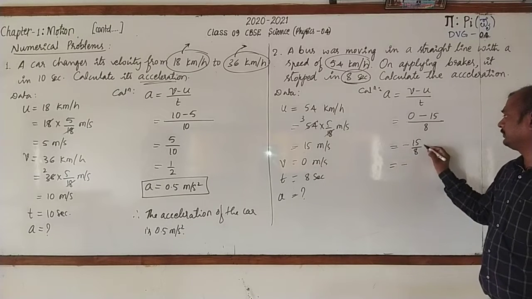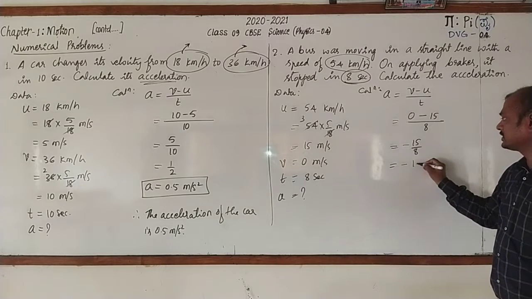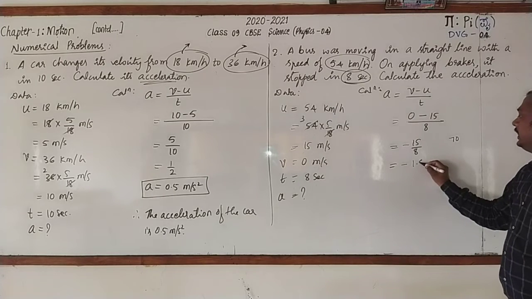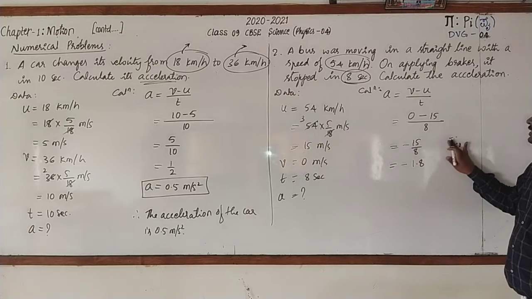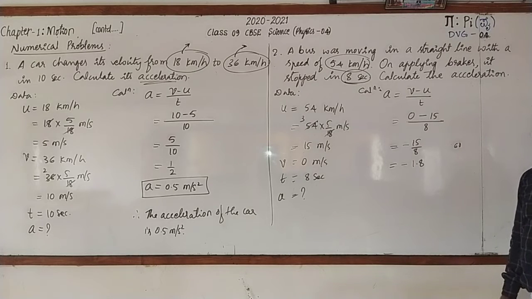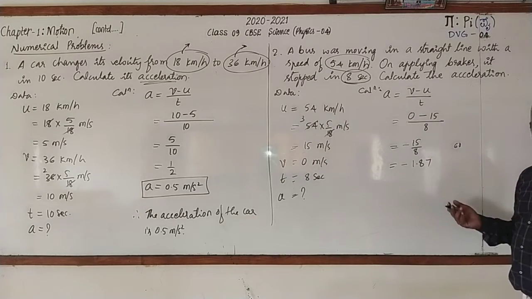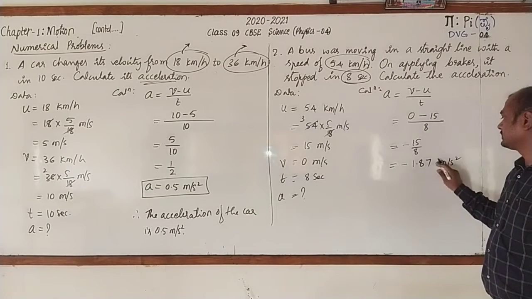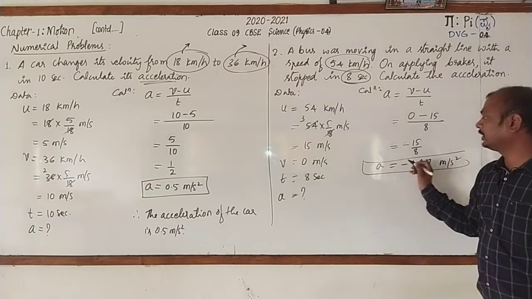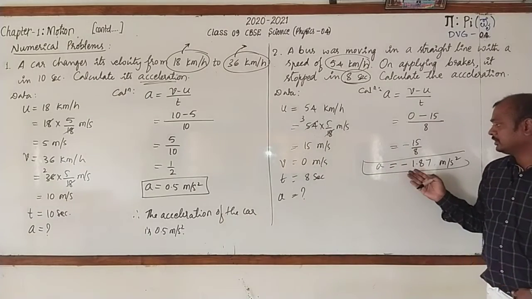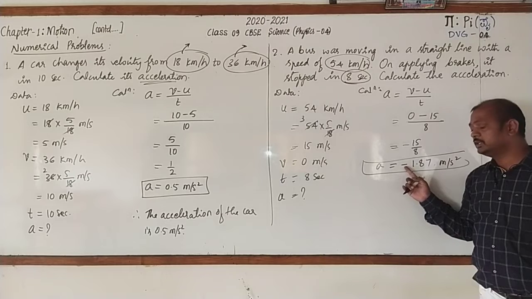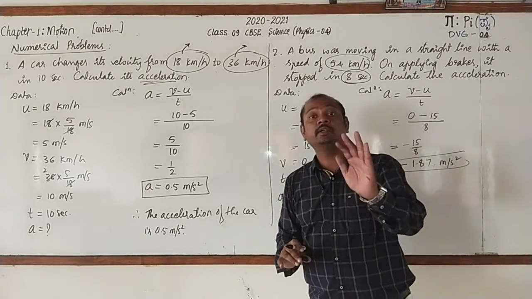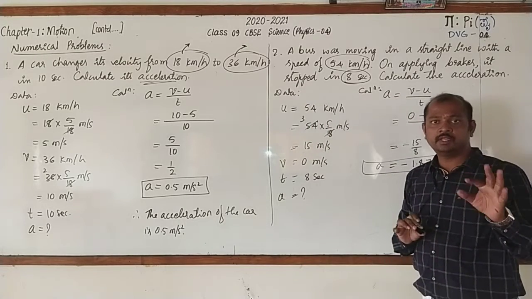You can divide that. 8 1s are 8, 7 will remain, 70. 8 8s are 64, 6 will remain, 60. Then 8 sevens are 56, minus 1.87 meter per second square. Got it? So now whatever the acceleration we have got, it is negative. What do you call the negative acceleration? It is called deceleration. Clear?